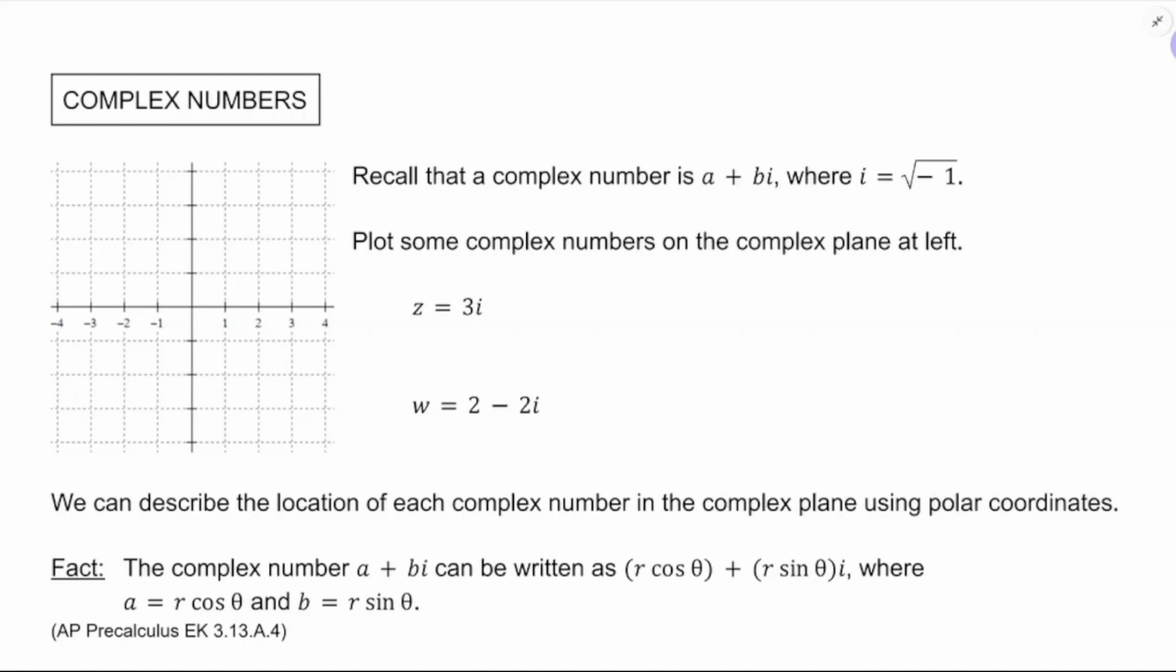Welcome back. In this video, we're going to be talking about complex numbers and their polar coordinates in the complex plane. So I need you to recall that a complex number can be written a plus bi, where i is the square root of -1 and a and b are constants, what we would think of as real numbers. Okay, plot some complex numbers on the complex plane at the left.